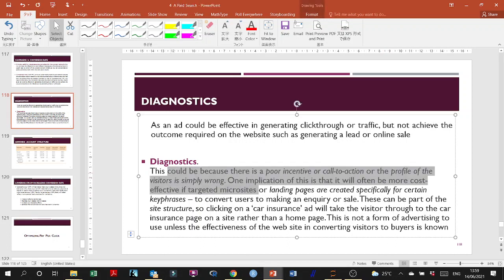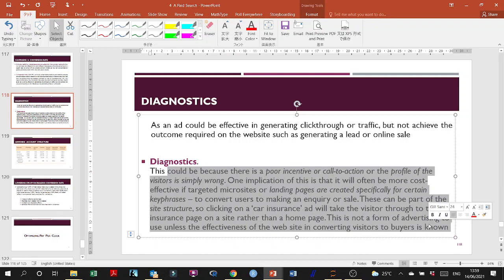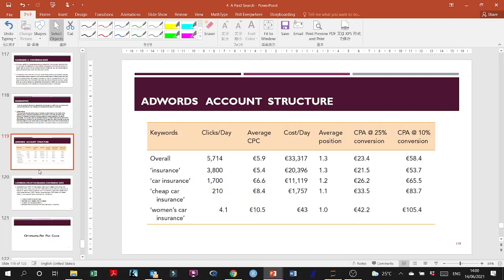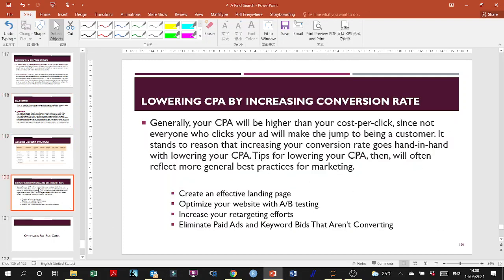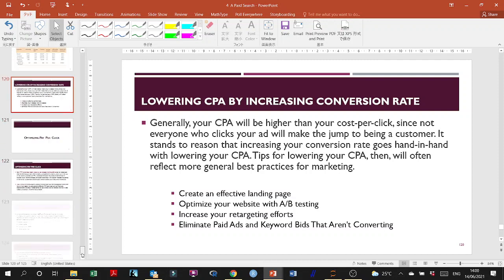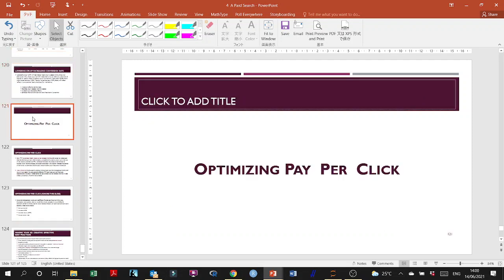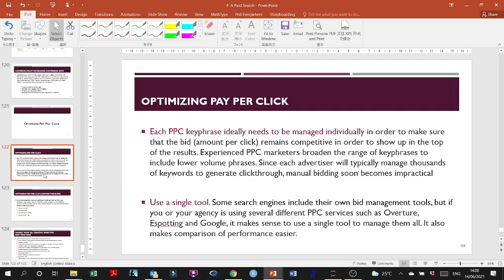I'm teaching more about these diagnostics and how to write a good value proposition and call to action in my business communication class. So with this, I am done, guys, reviewing this whole module with you. I hope this review will help you study for the quiz this Friday. This is optimizing pay-per-click, of course.